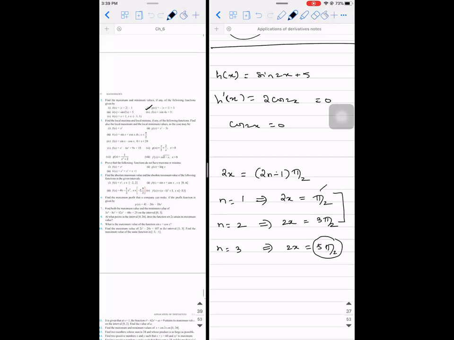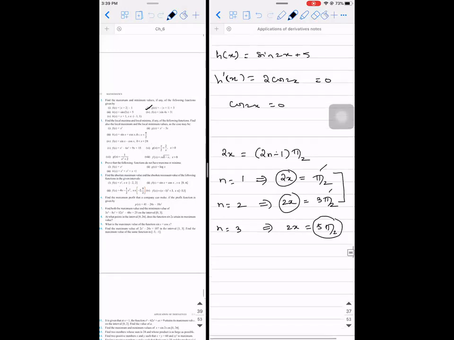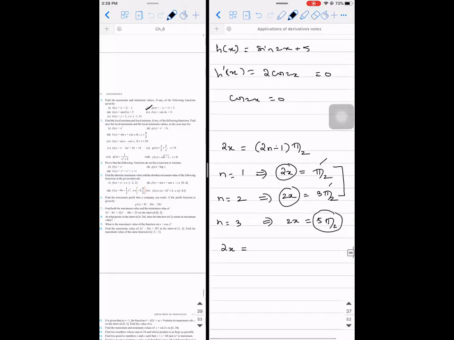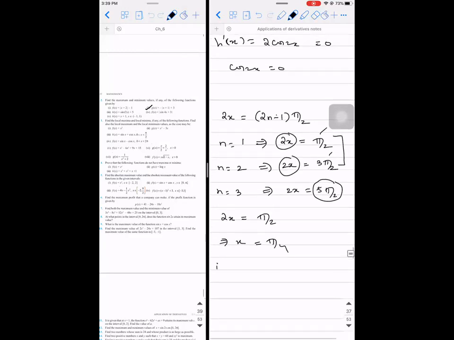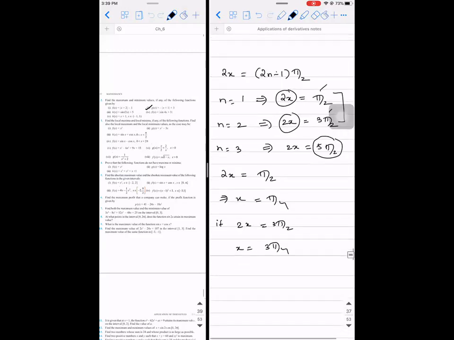So within one complete cycle, pi by 2 and 3 pi by 2, for the value of 2x are the two places where cos will give you 0. Correct? So if I say 2x is equal to pi by 2, then what is the value of x? It is pi by 4. Okay. If 2x is equal to 3 pi by 2, then the value of x is 3 pi by 4. Am I right? Now you differentiate it twice.